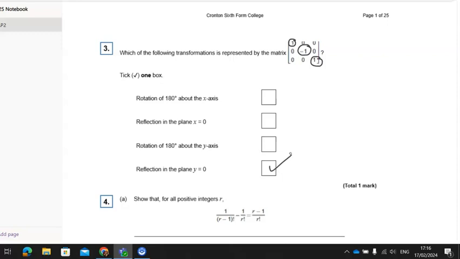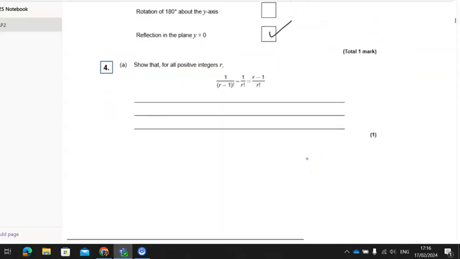If you're not sure, pop some coordinates into your calculator, any coordinates, so just create a coordinate matrix. You could have 0, 0, 0, which obviously is going to stay at 0, 0, 0, and then you could do 1, 1, 1 and see what happens to that, then 2, 2, 2 and see what happens to that. Multiply those in your calculator and you should see what's going on then.